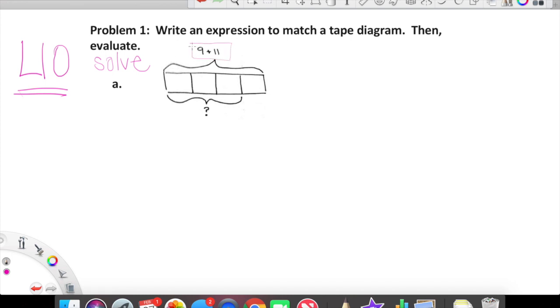First, let's look at the whole. The whole, as you can see, is represented by 9 plus 11. Keep in mind, you guys, addition can also be described using the word sum. So this can be the sum of 9 and 11, or 9 plus 11, of course. So we're going to write an expression that supports this diagram. The sum of 9 and 11 represents the whole, and I'm just going to go ahead and protect that with parentheses.